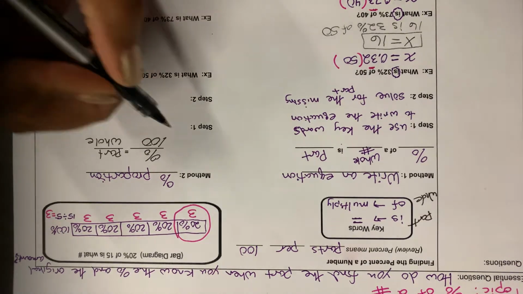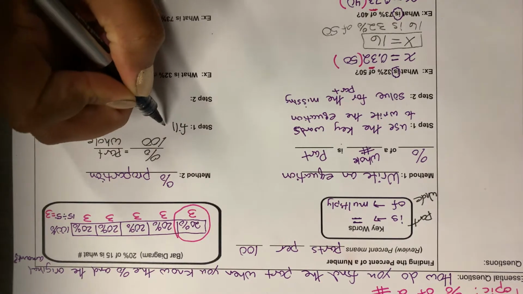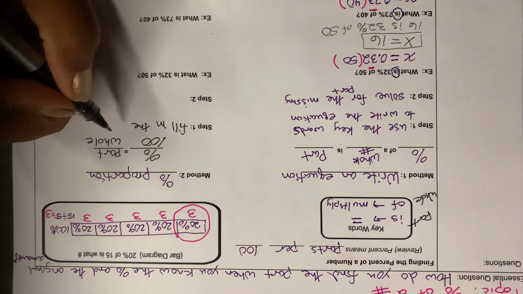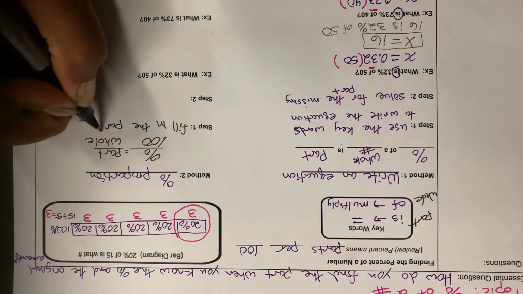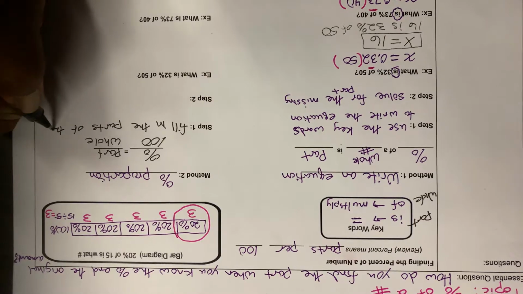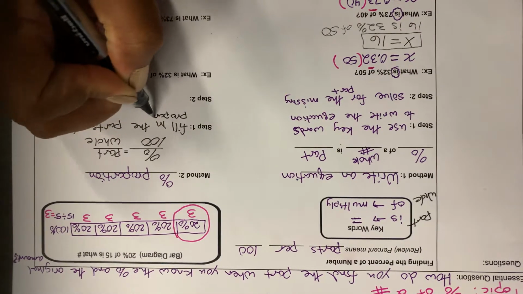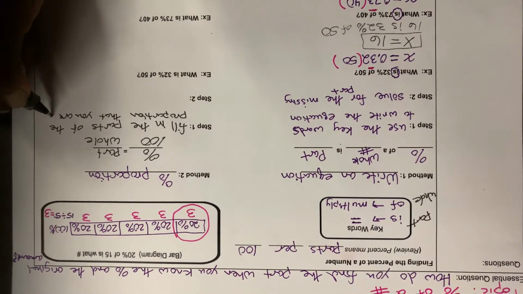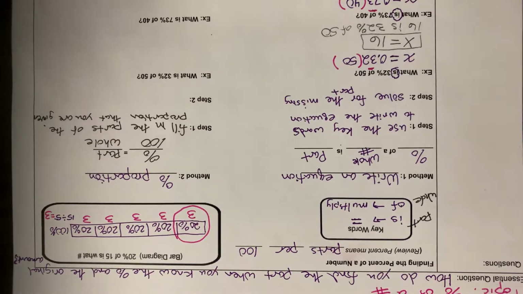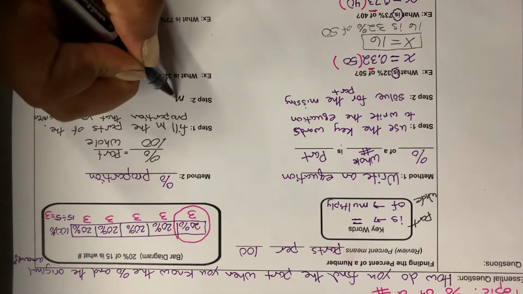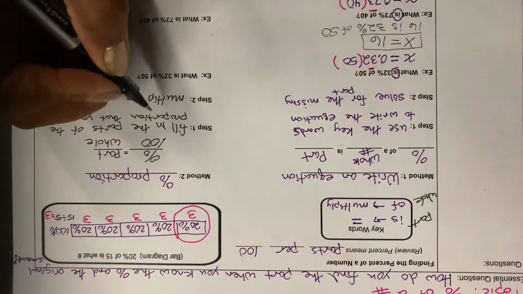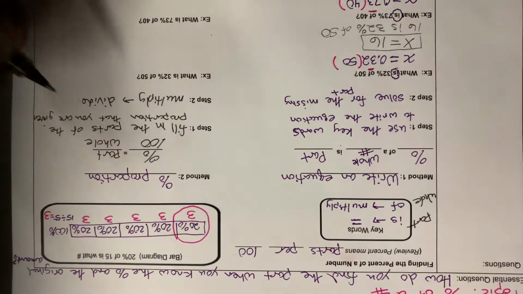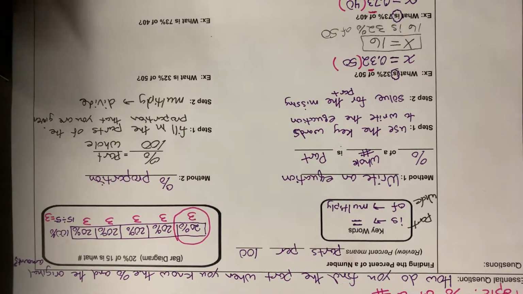Step one is to fill in the parts of the proportion that you're given. Step two is then to either multiply. Well, actually, first you multiply and then you divide. So first you're going to multiply and then you're going to divide.